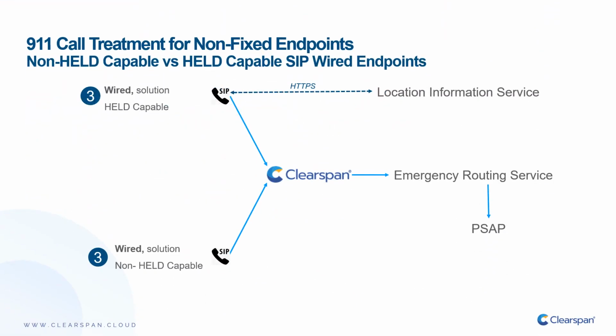911 calls from either category of SIP wired endpoints will be sent to the Clearspan cores and then forwarded to the Intrado ERS. The ERS will select the correct public safety answering point, or PSAP, which is the 911 call center, based on the dispatchable location associated with the device.